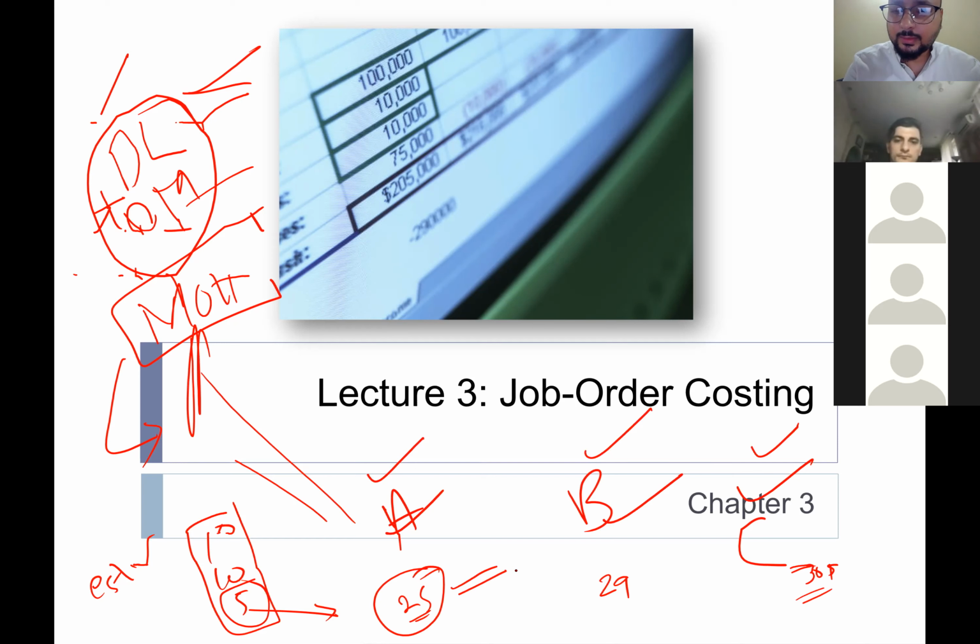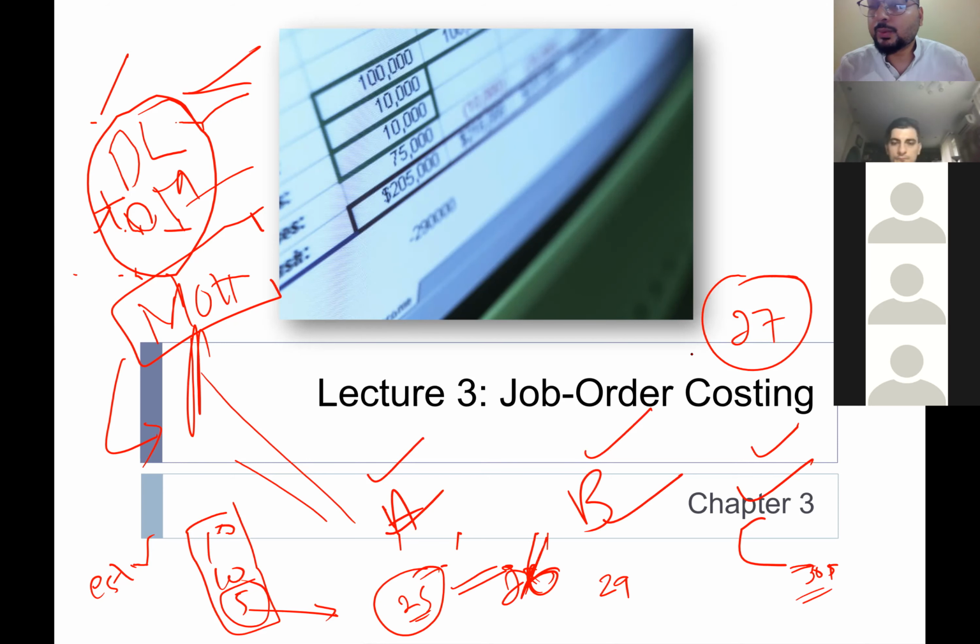It cost us 26. Sorry, this is the sale price they give, which also includes their profit. I think I made a little bit of a mistake. So this is just their cost. Okay, so Walmart says, okay, I'm going to give you 27.